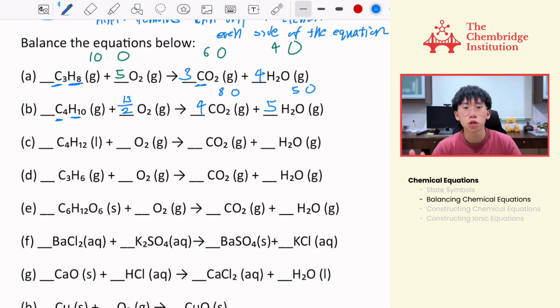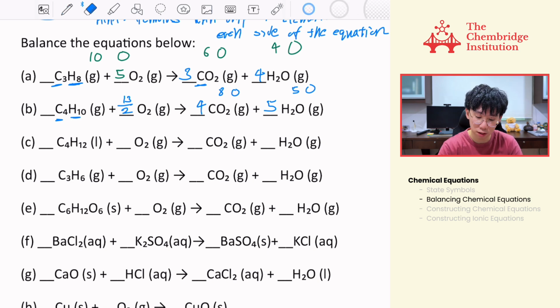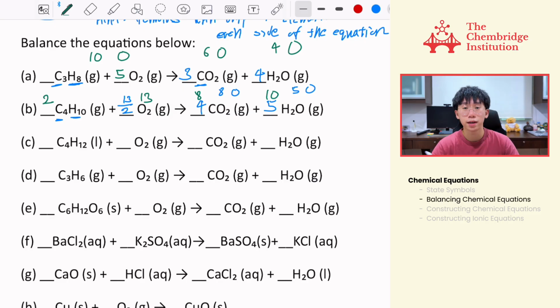Now, some schools don't like improper fractions in their equation. Fine. If that is the case, then you just times 2 to everything. So an alternative answer is you can put a 2, then a 13 over here, and then an 8. You just times 2 to everything and you will get an answer. The answers in green are alternative answers. But for the purpose of this video, I will just leave an improper fraction. Your school should be able to accept improper fractions as well. Okay, let's take a look at the next example.